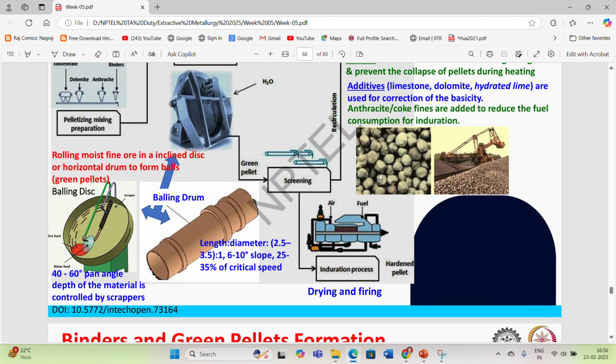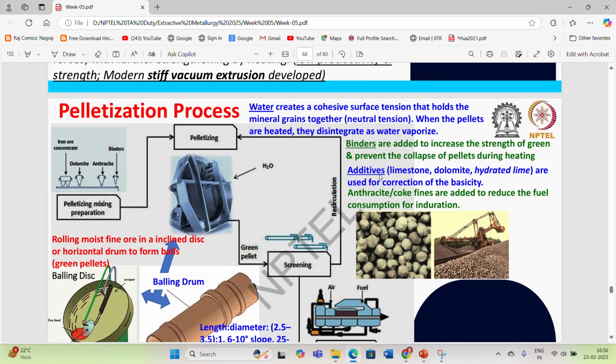So during the pelletization, we are adding some water content and some binder material into the powder, which has a size of less than minus 150 micron. The water addition creates a cohesive surface tension that holds the mineral grains together. When the pellets are heated, they disintegrate as water vaporizes, while binders are added to increase the strength of green pellets and prevent their collapse during heating. Because when we go for heat treatment of these pellets, the binders develop the strength inside the pellet material.